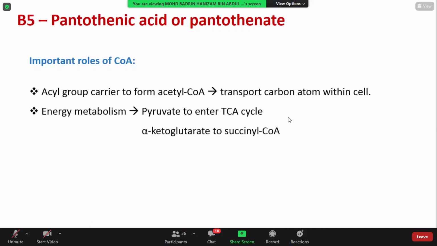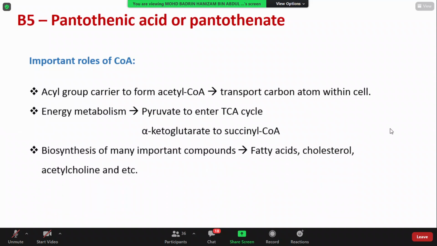Coenzyme A, energy metabolism, pyruvate to enter TCA cycle. I hope you can imagine in your head now how pyruvate can enter TCA cycle. Alpha ketoglutarate to succinyl CoA. The CoA here is responsible for this. Without CoA, we are not going to have succinyl CoA, and then we'll disrupt the whole TCA cycle.